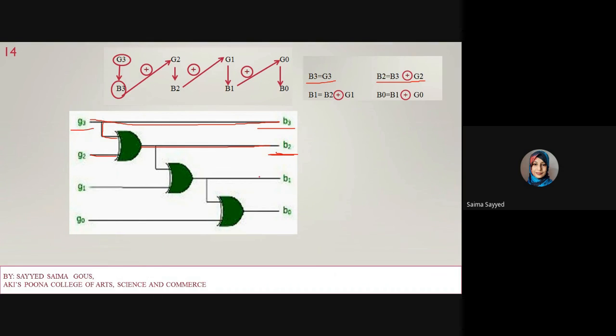Next, to find out B1, so B1 is B2 XOR with G1. This is B2, and B2 XOR with G1 will give you B1, and this is my B1. So B1 XOR with G0 will give you B0. So B0 is equal to B1 XOR with G0. So this is the circuit diagram of gray to binary code conversion.